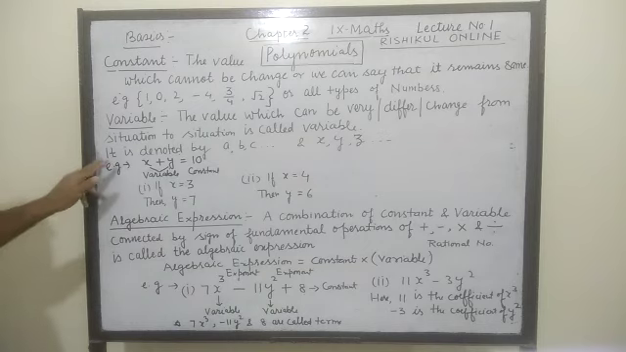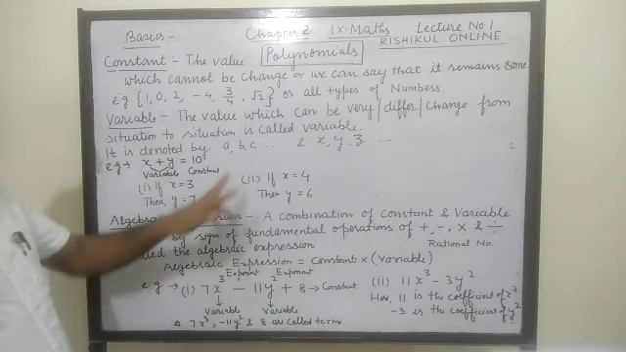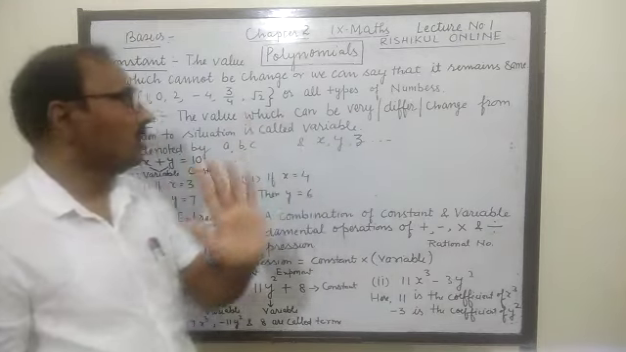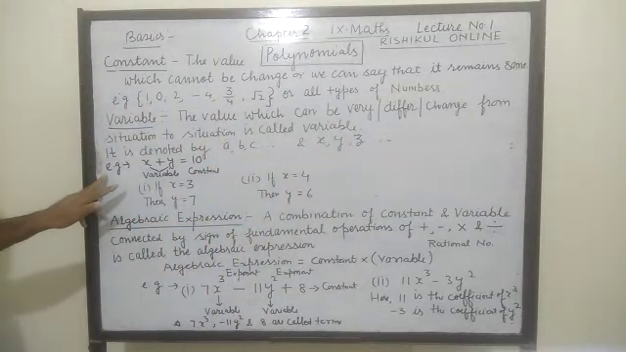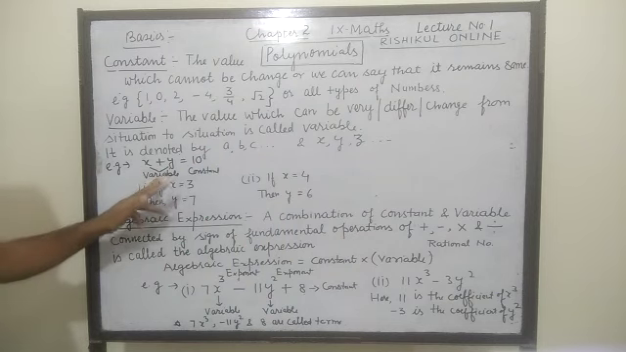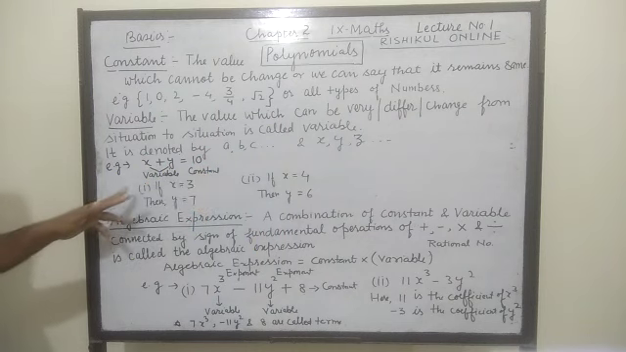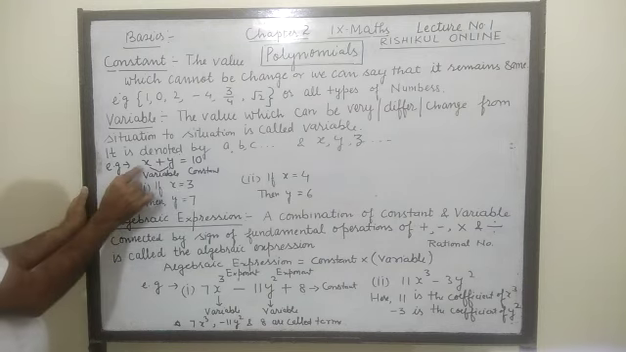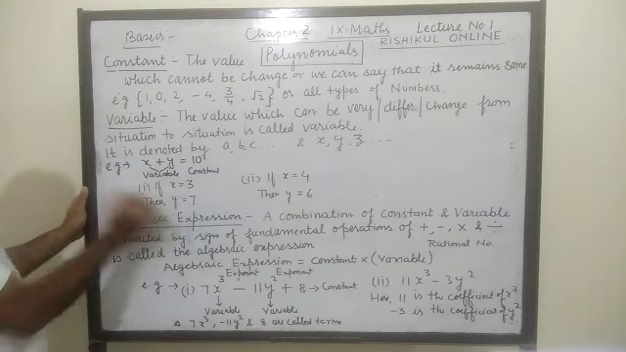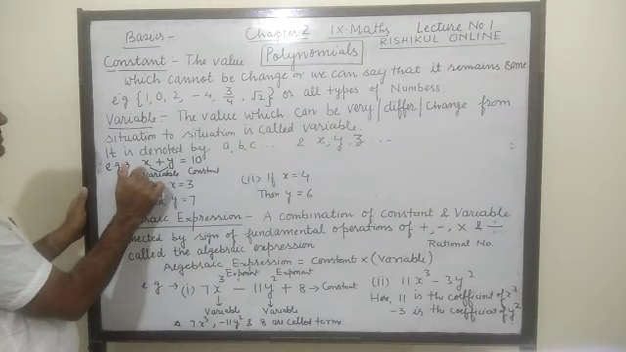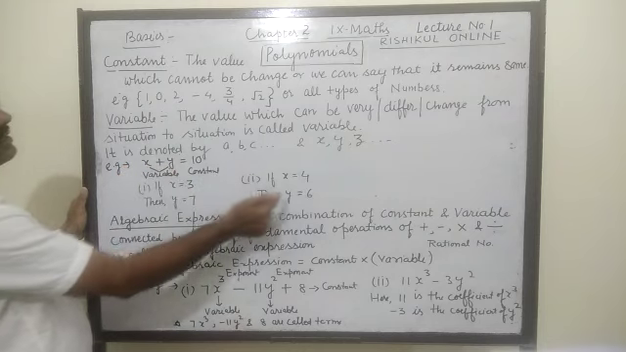variable. It is denoted by English alphabet A, B, C up to so on and X, Y, Z up to so on. For example, x plus y equal to 10. Here x and y, they are variable and 10 is constant. If you put 3 in place of x, you will get y is equal to 7. And secondly, if you put 4 in place of x, then value of y will be 6.